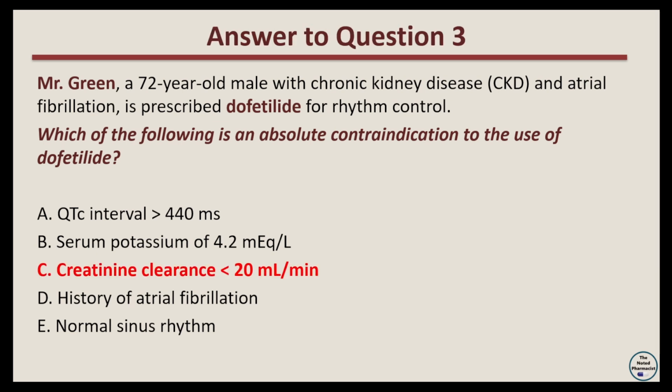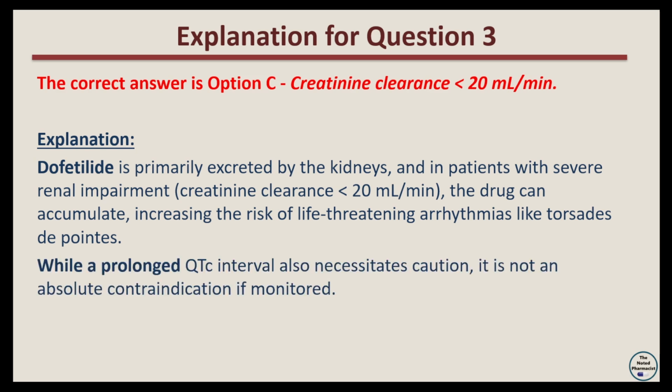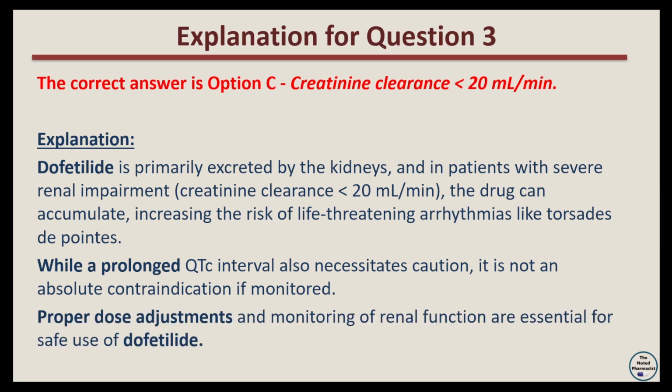The correct answer is option C, creatinine clearance less than 20 milliliters per minute. The explanation is that dofetilide is primarily excreted by the kidneys, and in patients with severe renal impairment, creatinine clearance less than 20 milliliters per minute, the drug can accumulate, increasing the risk of life-threatening arrhythmias like torsades de pointes. While a prolonged QTc interval also necessitates caution, it is not an absolute contraindication if monitored. Proper dose adjustments and monitoring of renal function are essential for safe use of dofetilide.